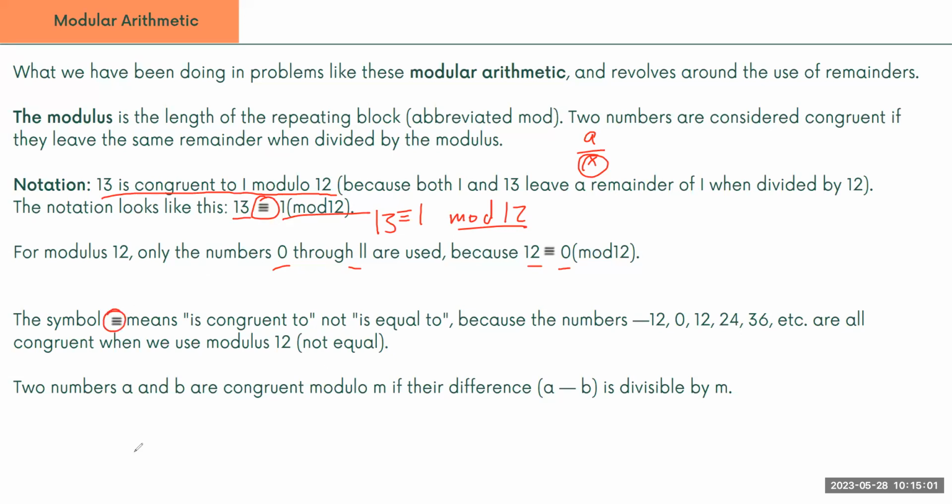Two numbers, A and B, are congruent modulo M if their difference, A minus B, is divisible by M. This is a little bit confusing, but basically what it's saying is that A is congruent to B mod M if A minus B is congruent to 0 mod M. If it's divisible by M, that means it's congruent to 0 mod M, because it leaves a remainder of 0 when you divide it by M. So these are basically the same thing.